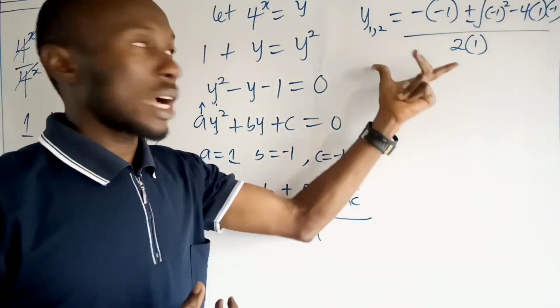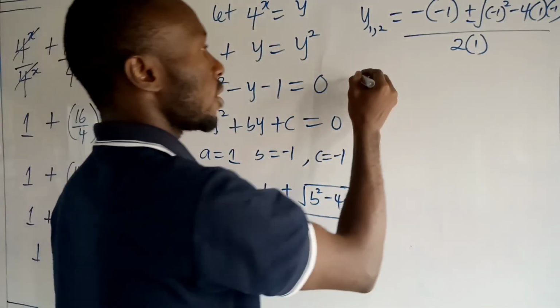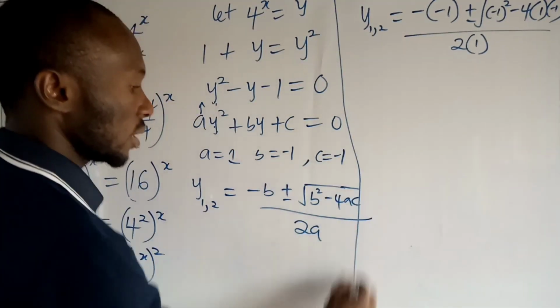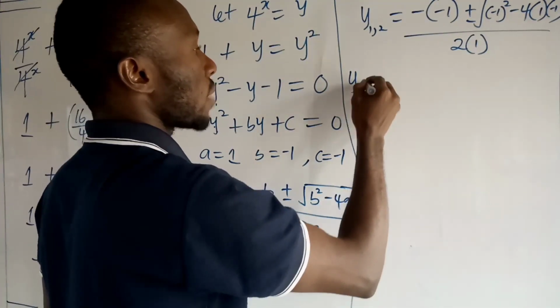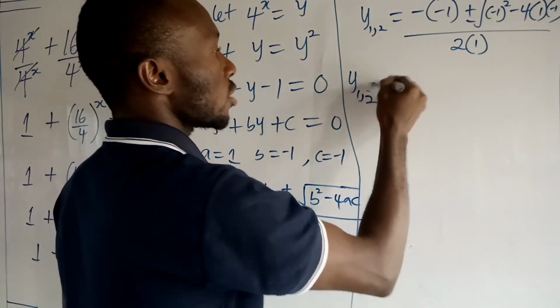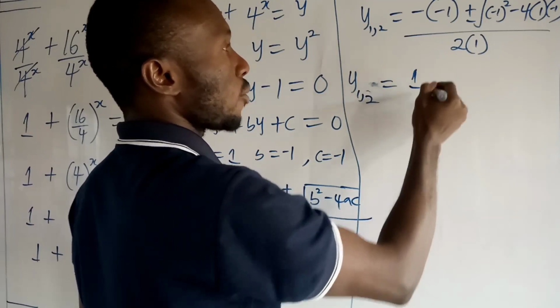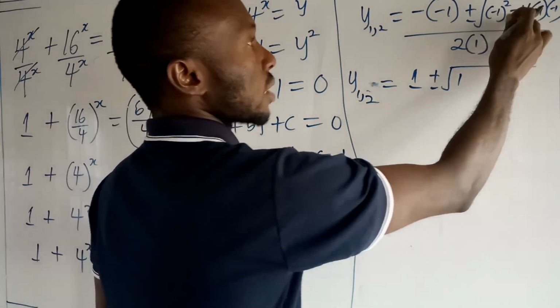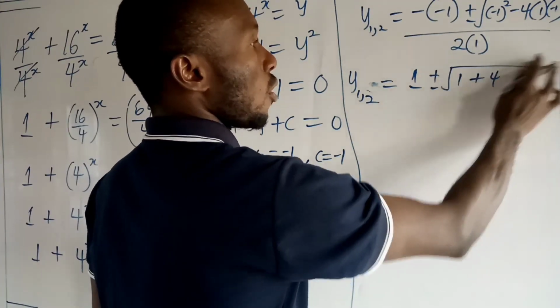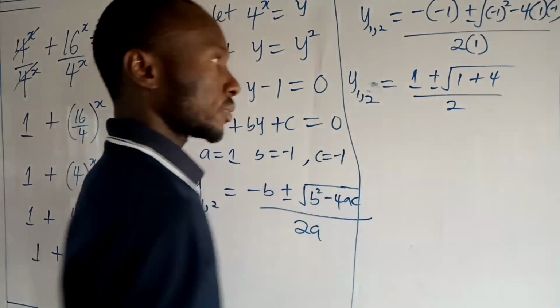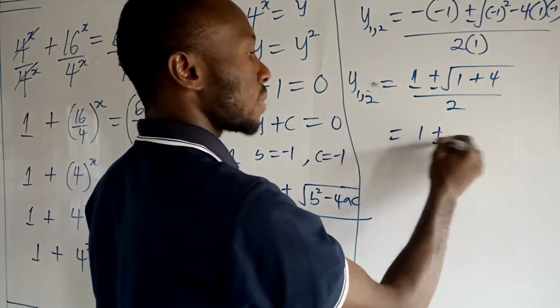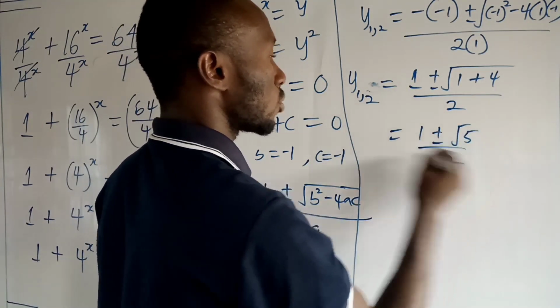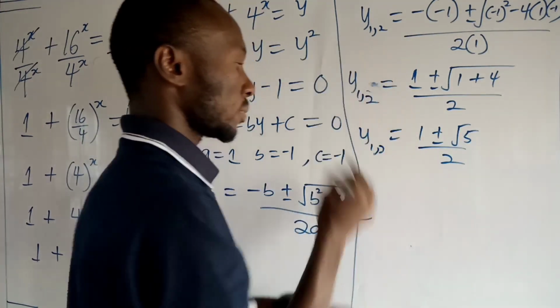So the next step is to clean up this formula. So you have y1, 2 is equal to, this becomes positive 1, plus or minus the square root of, this becomes positive 1, this becomes plus 4, all upon 2. And you have 1 plus or minus the square root of 5 upon 2, that's y1, 2.